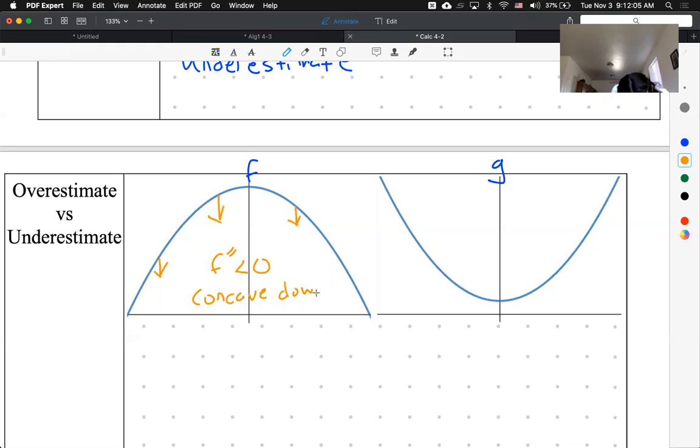And similarly over here on the graph of G, everywhere it's concave up. It's never concave down. So G double prime here is strictly greater than 0. It is always concave up.